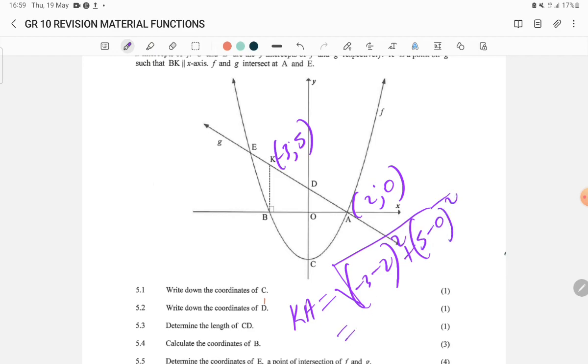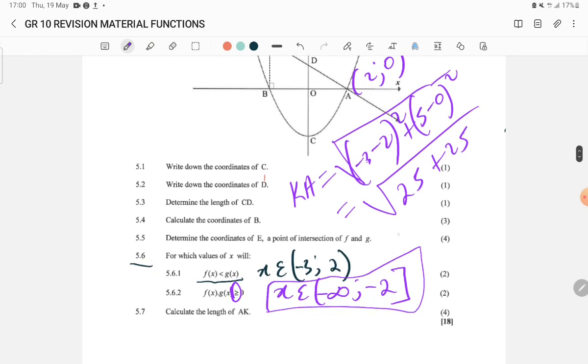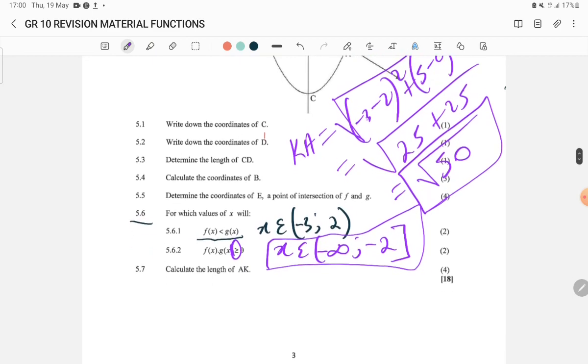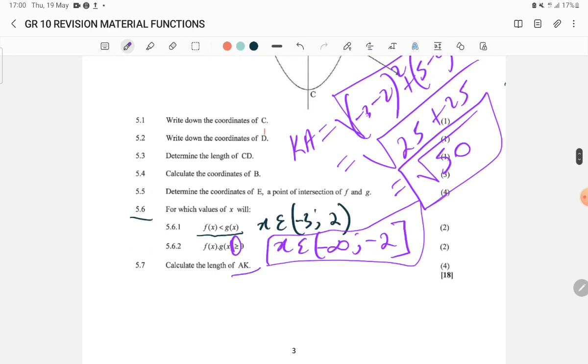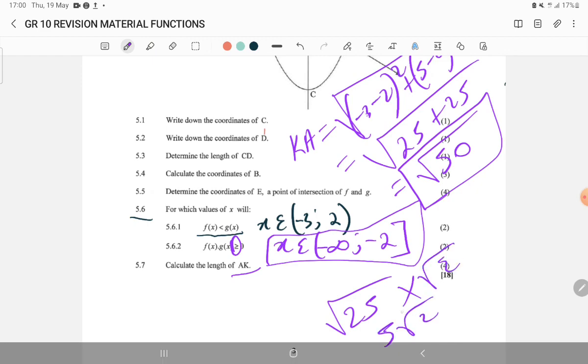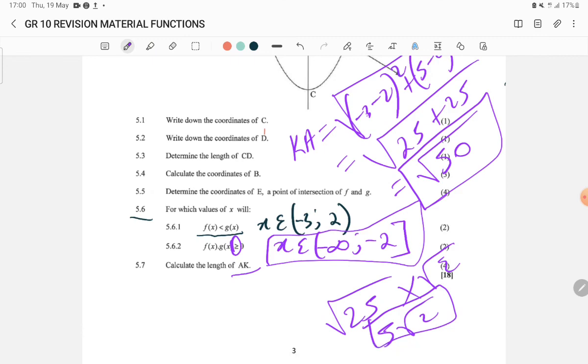Whatever you get, remember you have 5 squared, which is 25, plus 5 squared, which is another 25. Then your answer is the square root of 50, which is fine. This is the length of AK. You will write it in simplest surd form, which is the square root of 25 times root 2, giving 5 root 2. Yes, square root 50 is 5 root 2.